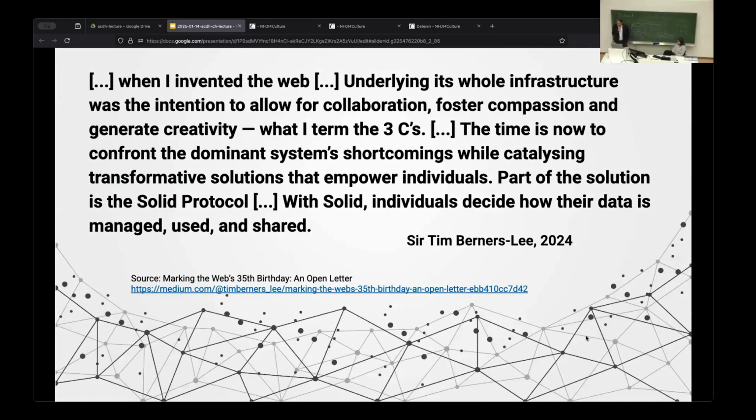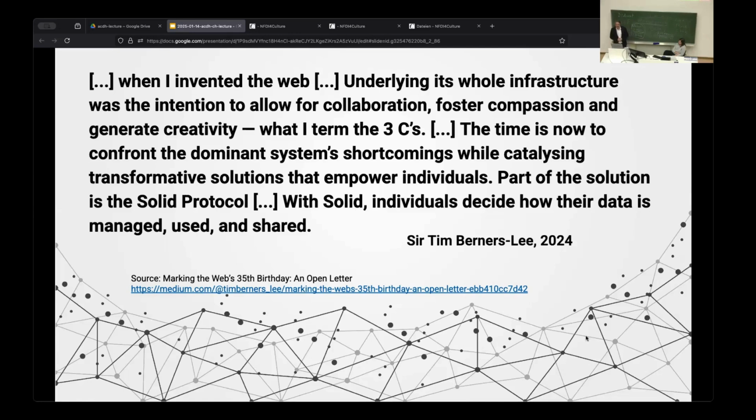And we come back to Tim Berners-Lee, and that's also 2024. "When I invented the web, underlying its whole infrastructure was the intention for collaboration, foster compassion, and generate creativity, what I term the 3 Cs. So the time is now to confront the dominant system's shortcomings by catalyzing transformative solutions that empower individuals." And one part of the solution for Tim Berners-Lee is the SOLID protocol. We'll look at it. With SOLID, individuals decide how their data is managed, used, and shared.